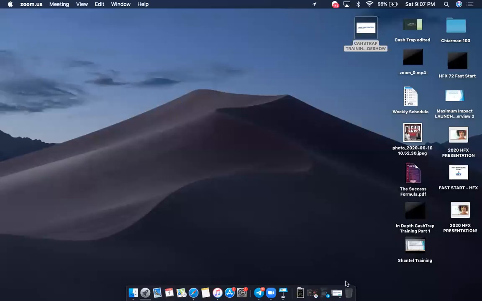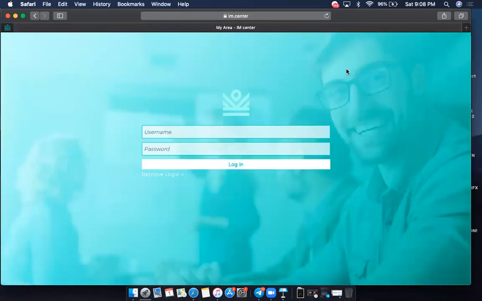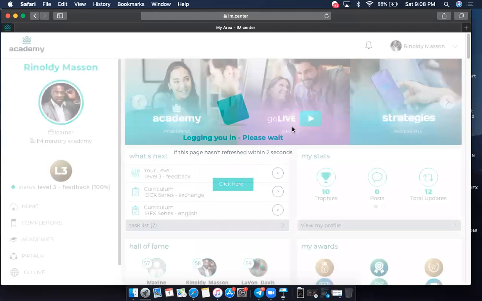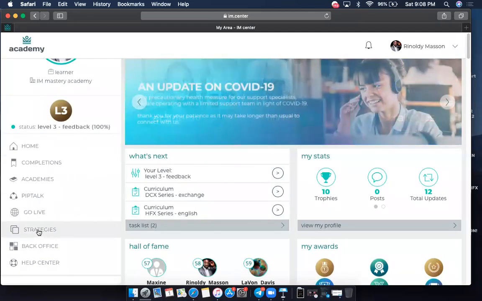Awesome. All right. I'm going to show you guys how to actually access the Cashtrap strategy. So you want to log into your im.center. Once you log into your center, to the left-hand side, you're going to see strategies. You want to click on strategies.